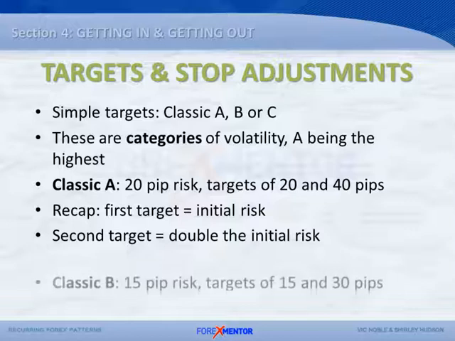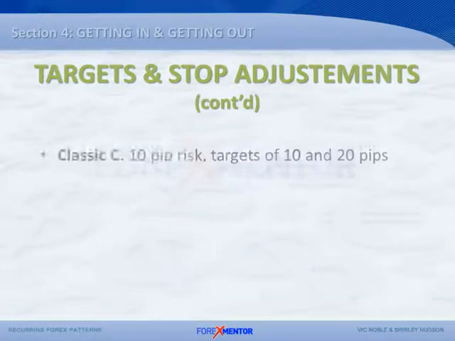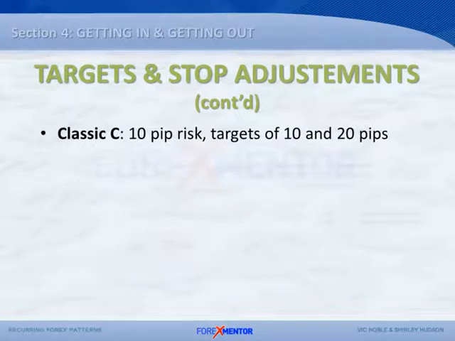A classic B is the same as a classic A, except that the initial risk is only 15 pips, because this would be on a pair where the volatility wasn't as high, so your target would be 15 pips for half, then 30 pips for the second half. And a classic C is for a very low volatility pair with only a 10 pip initial risk. So we'd be looking for a 10 pip profit on half, then 20 pips on the second half. It's kind of rare to have this low volatility, although the US yen is like that right now.